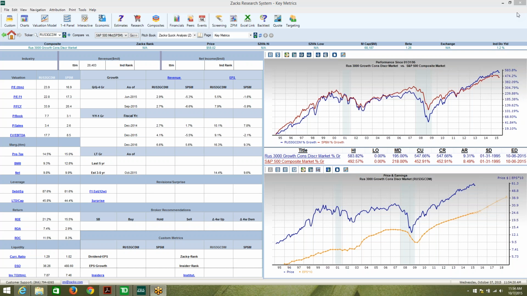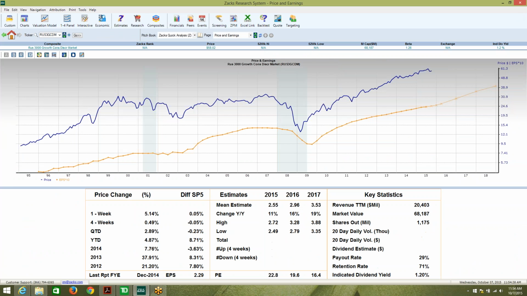Among the most valuable contributions the Zacks institutional platform has made that sets it apart in the world of desktop equity analytics software is the ability to seamlessly create or utilize our library of composites. A composite is simply a basket of equities weighted by one of several different methodologies.